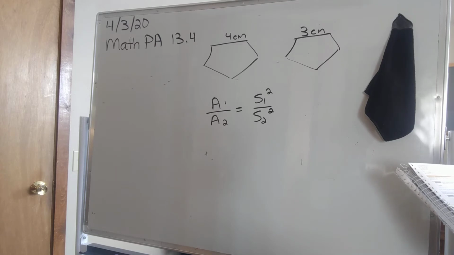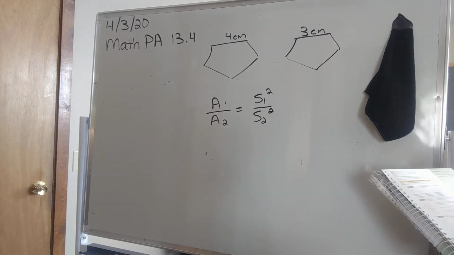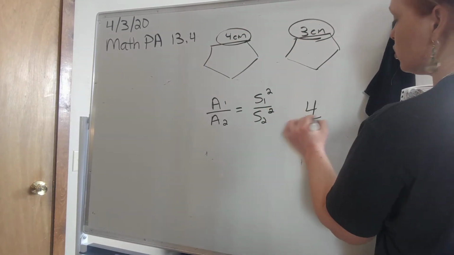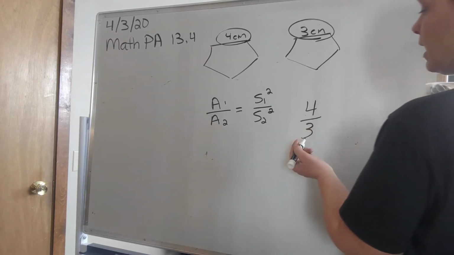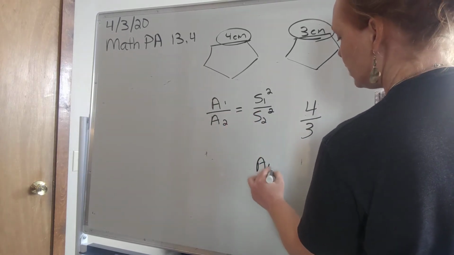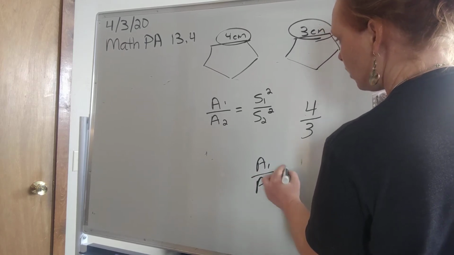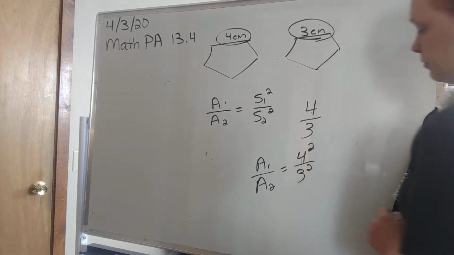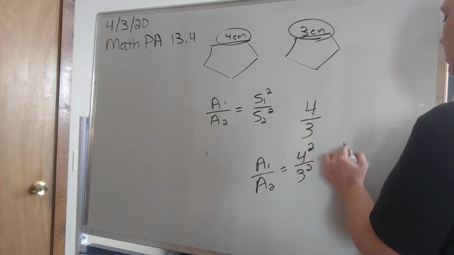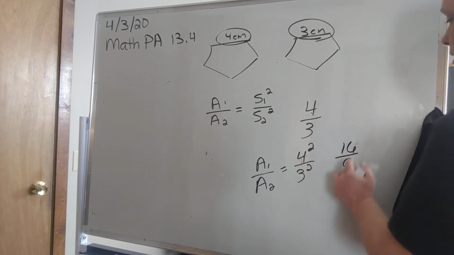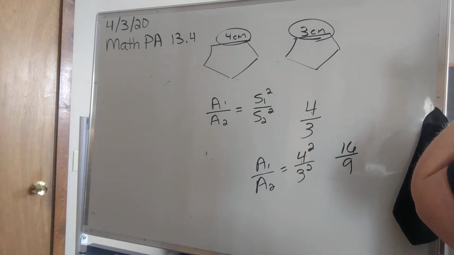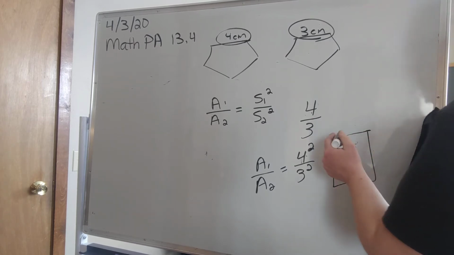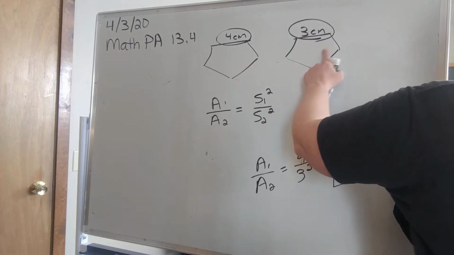Okay, so it says what is the ratio of their areas? What I want to do is first take what I've got, which is the ratio of their sides, 4/3, and say that the ratio of their areas will equal the first side squared over the second side squared. So 4 times 4 is 16 and 3 times 3 is 9. So 16 ninths is the ratio of their areas, 16 to 9.